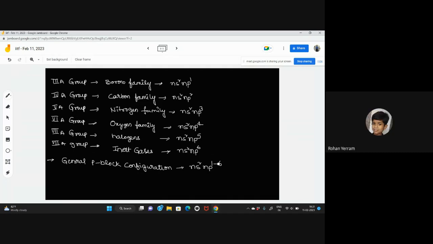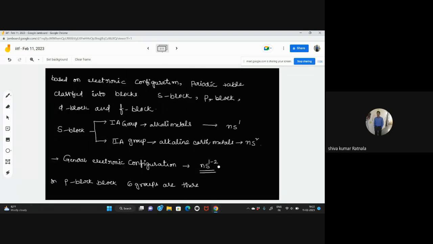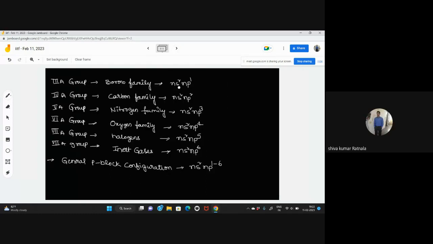Will all the families have that configuration? In the p block, I am writing ns2 fixed, and np varies from 1 to 6. For example, will all elements of the boron family have ns2 np1, or are there exceptional cases? No exceptional cases; only the period changes.